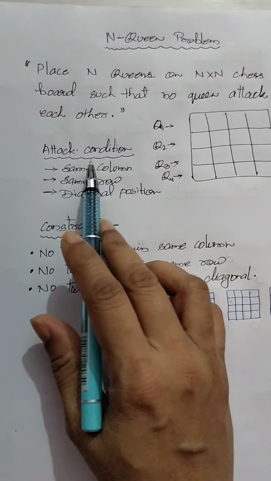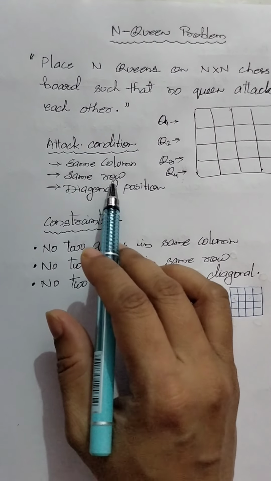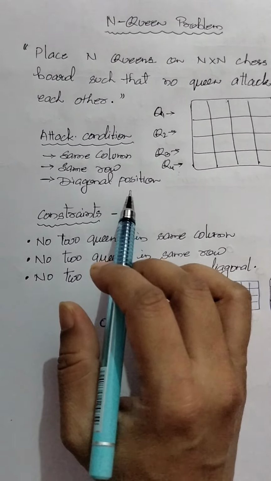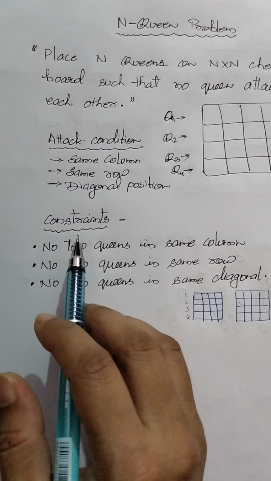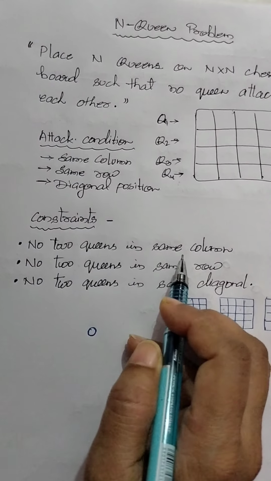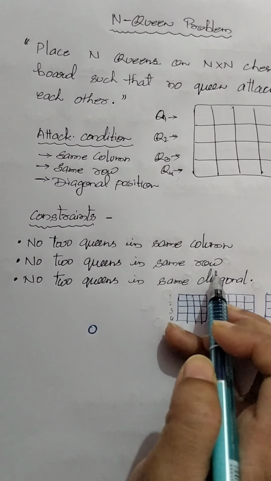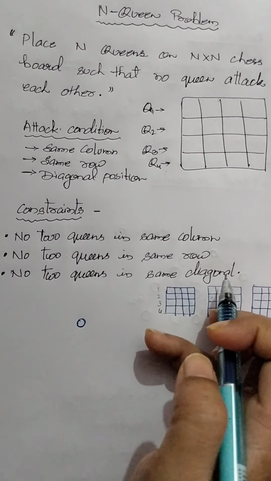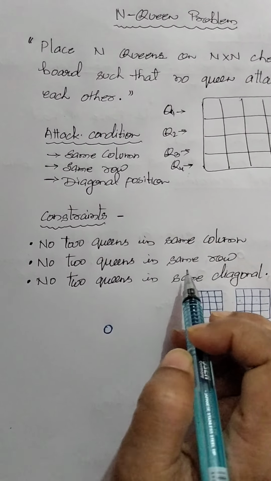So what is the attacking condition? If 2 queens are in the same column, or in the same row, or in the same diagonal position. So the constraints in backtracking that we are going to impose are that no 2 queens are in the same column, no 2 queens are in the same row, and no 2 queens are in the same diagonal position.